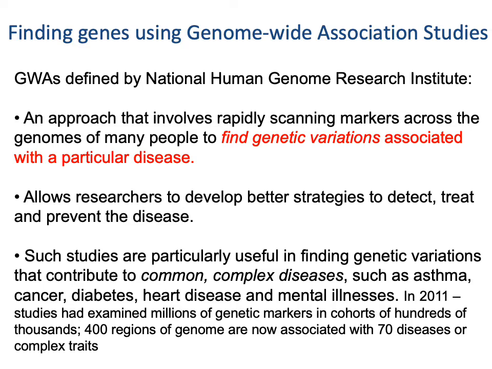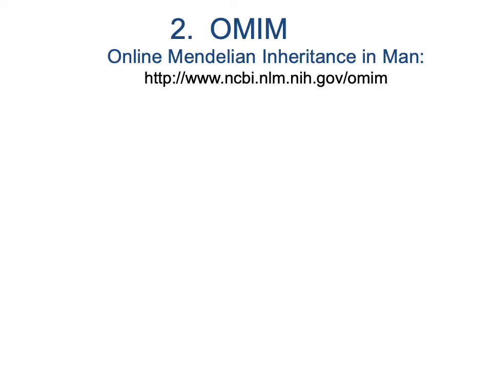So this has been an effective approach. It is time-consuming and expensive, but we have been able to identify genetic variations that contribute to these common complex diseases like asthma, cancer, diabetes, heart disease, and mental illness. And as of 2011, 400 regions of the genome were associated with 70 different diseases or complex traits. So it certainly has been effective, although there has been some controversy over the years because it's been a little bit slower going than people had hoped.